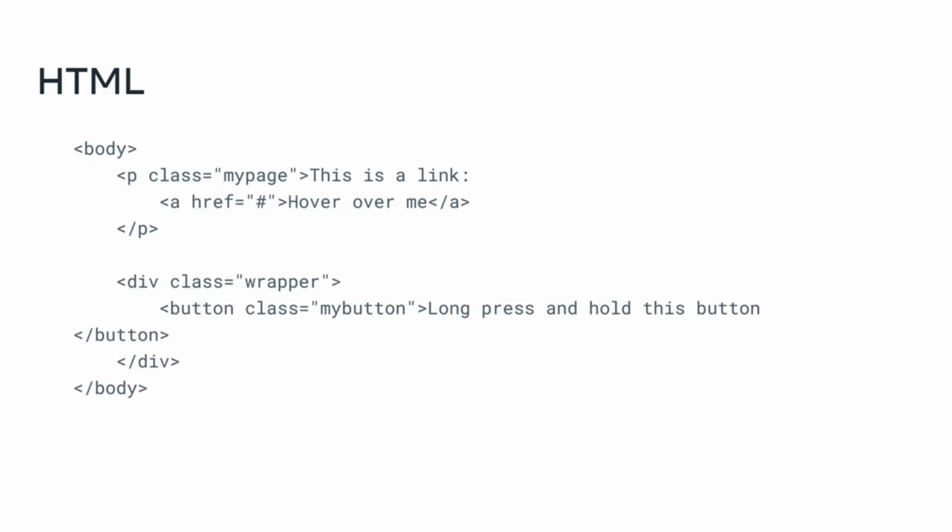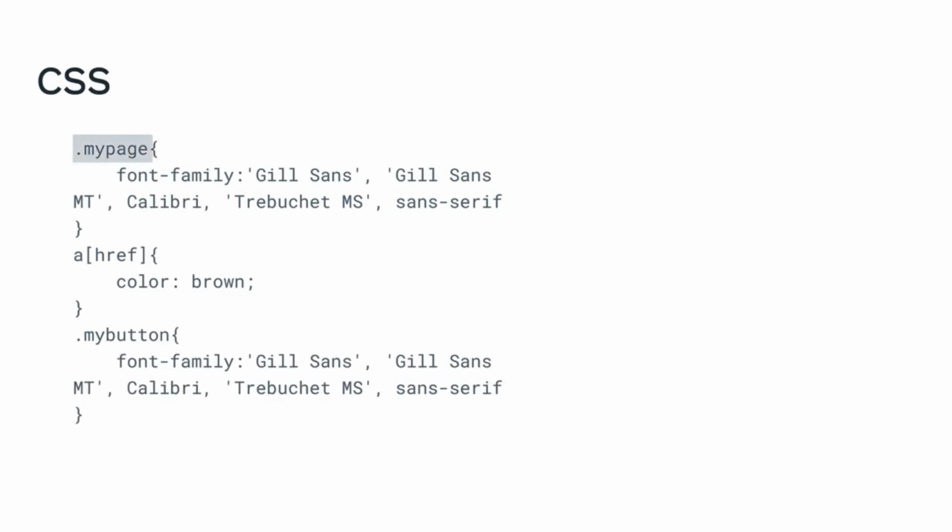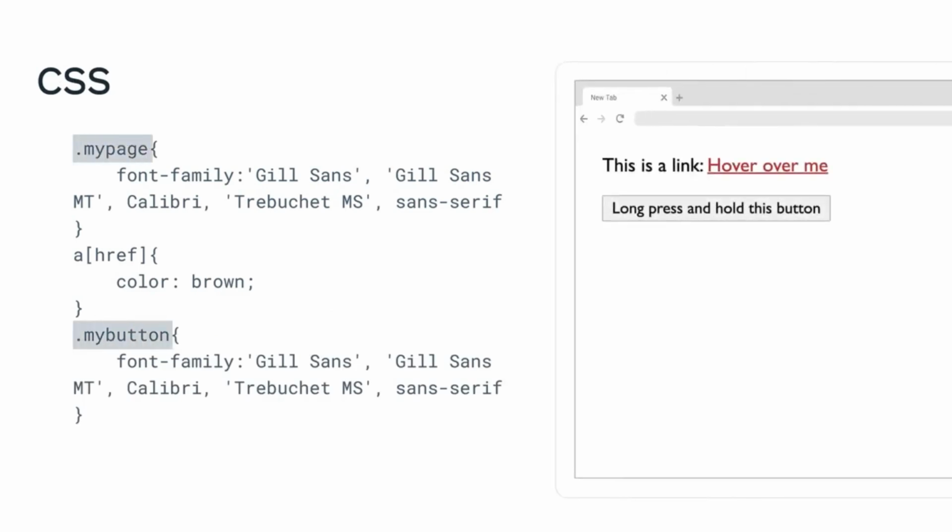Let's explore an example of how the hover and active pseudo-classes can be used. Say you have a HTML file with an A tag inside a paragraph and a button element inside a div element. The paragraph element has a class defined as myPage, and the button class is defined as myButton. Now let's explore the CSS. First, it contains basic styling for the myPage and myButton class elements.